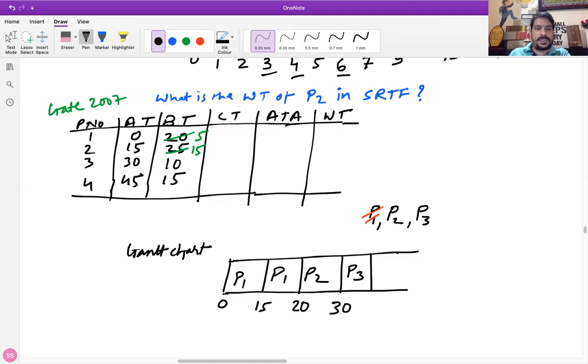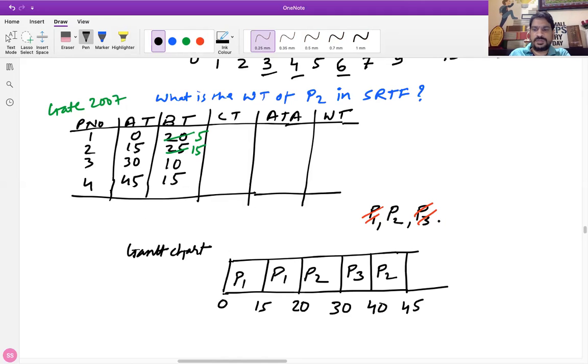P3 will execute for how much time? It has only 10 burst time, so it will execute up to 40, even though P4 arrives at 45. And then P3 will be gone from the ready queue and it will go into the terminated state. Now at time 40, P2 is the only one left. So P2 will get the chance on the CPU and it will execute up to 45.